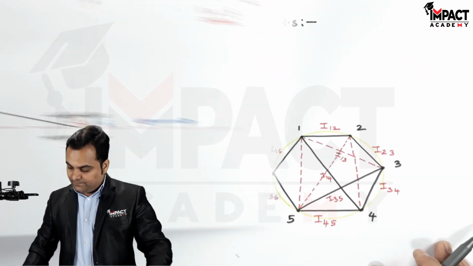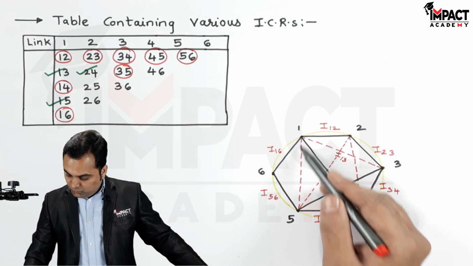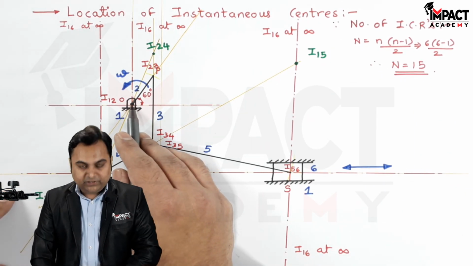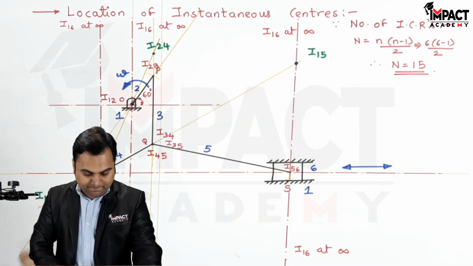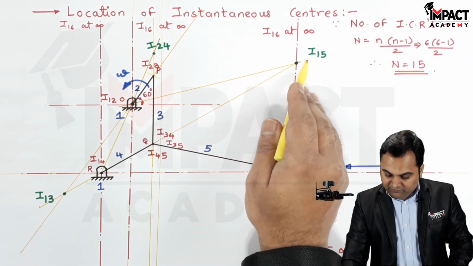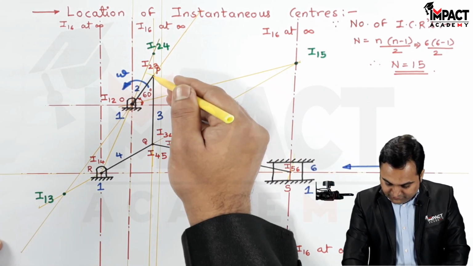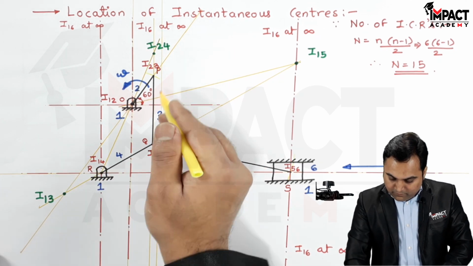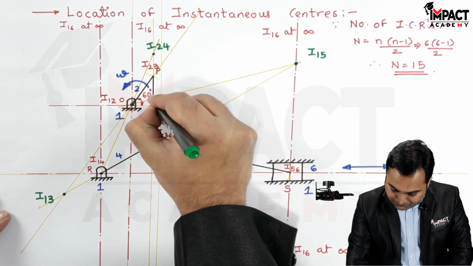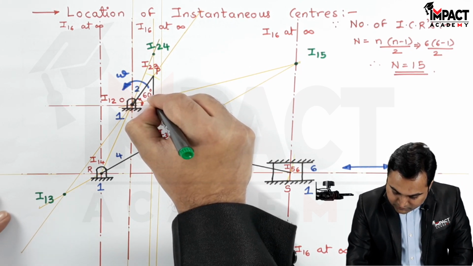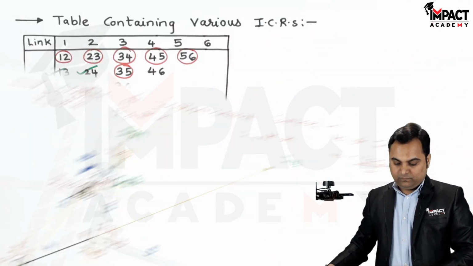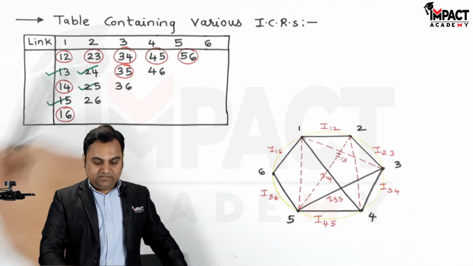Next set of lines are 1, 2 and 1, 5. So 1, 2 is over here, and then there is 1, 5 connecting them. So I12, I15 has been connected, and here is the line connecting 2, 3, 3, 5. So where they intersect will give me the next ICR, which is I25. Now these 3 ICRs are left.